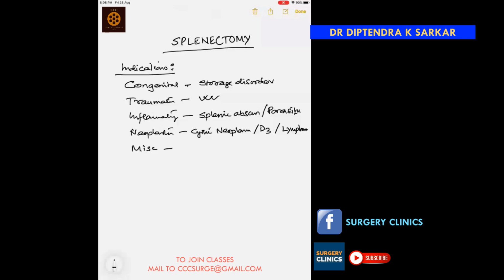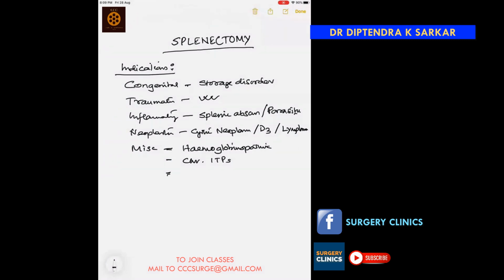Miscellaneous mostly comprises hemoglobinopathies, and that is one of the major indications for splenectomy in this part of the world. During your exam, this is a very important issue, and I'm going to discuss this in detail today. We have to talk of chronic ITPs, which are very important, and there are certain small tips to be followed while dealing with chronic ITPs. And finally, you have other conditions like spherocytosis, which is an extension of the hemoglobinopathies.